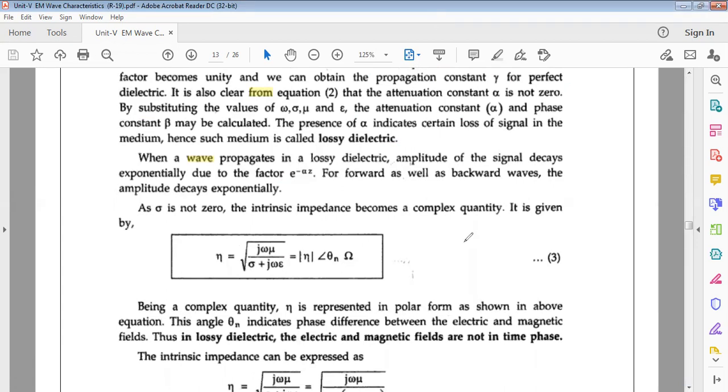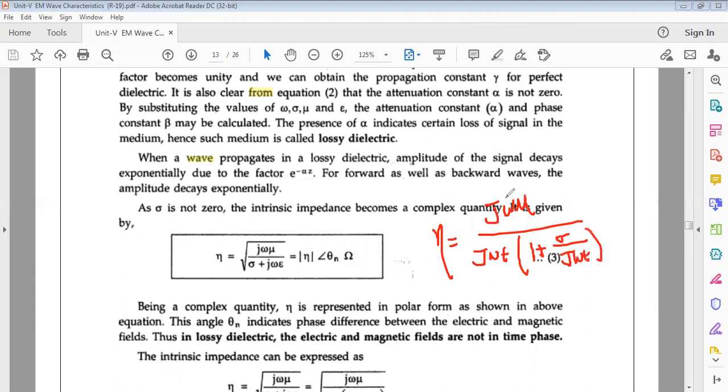We have eta is equal to j omega mu by... you can take the denominator also, the j omega epsilon, you can take common, 1 plus sigma by j omega epsilon. Again, the j omega gets cancelled. And here is another radical factor, 1 plus sigma by j omega epsilon. It depends upon whether sigma by omega epsilon is less than 1 or greater than 1, depending upon the condition. We can take it as a perfect dielectric or a lossy dielectric.